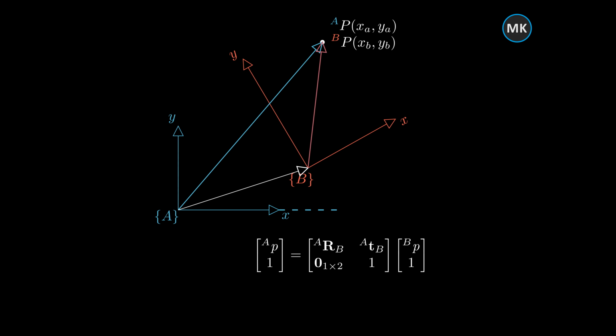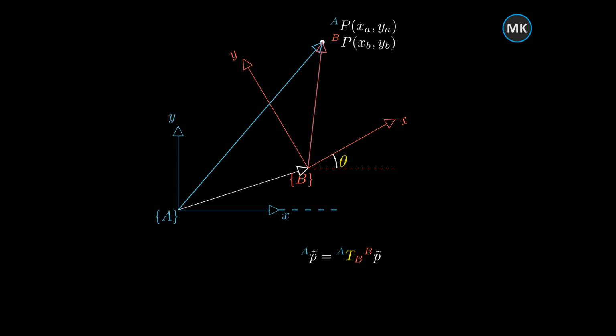This equation tells us how to move a point from one coordinate frame to another. We take the point expressed in frame B, apply a rotation to align orientations, then apply a translation to account for position differences. The matrix T superscript A subscript B is called a homogeneous transformation. The tilde over P indicates that the vector is written in homogeneous coordinates.